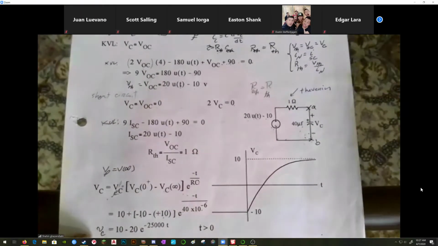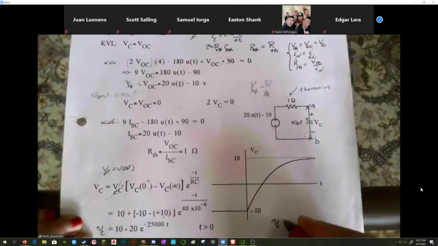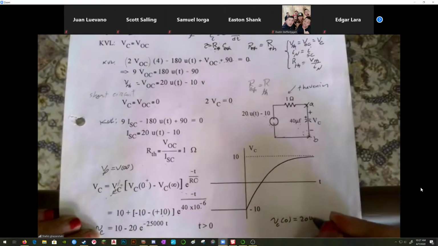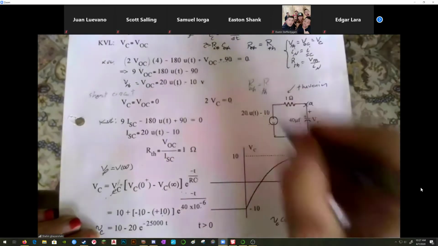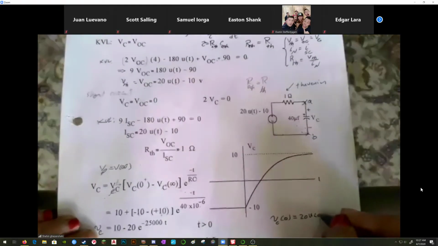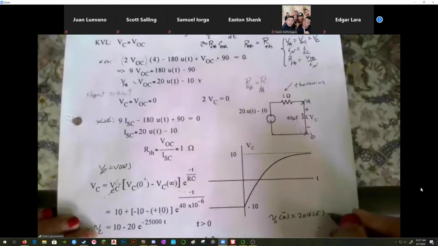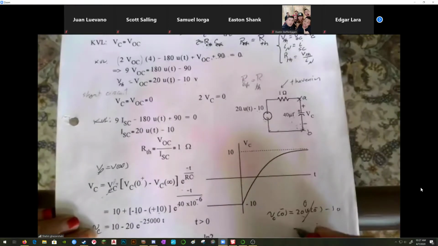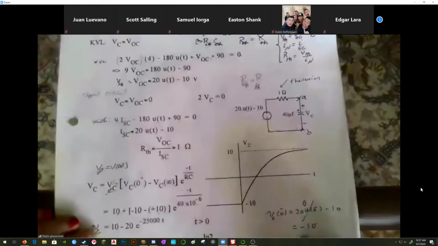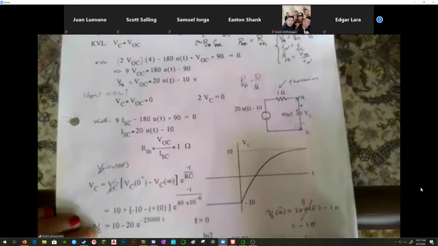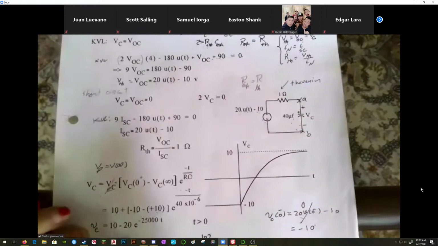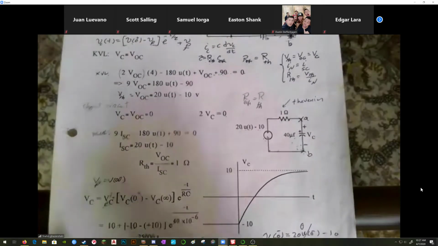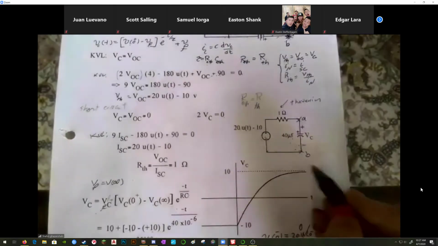So you get your equation. See, VC(0) is what? 20, which is 20 u(t) negative, correct? Minus 10. This one is 0, so it comes to negative 10. VF comes to what? Positive 10. So you just put in this equation. Is that clear? And of course, if they ask you to plot it, you can plot it.